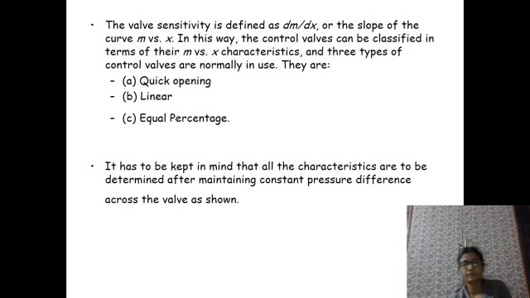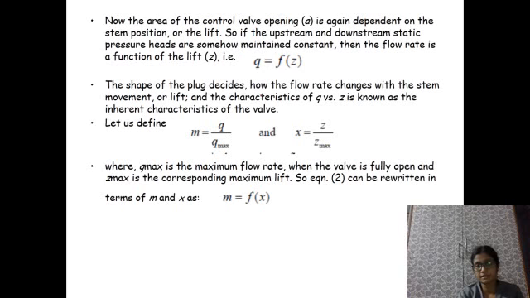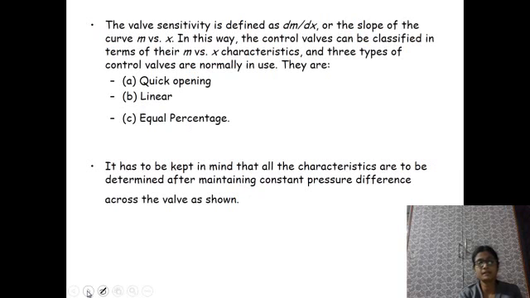It has to be kept in mind that all the characteristics are to be determined after maintaining constant pressure difference across the valve, because during this simplification we considered that the pressure head difference, the upstream and downstream static pressure heads, are somehow maintained at constant. So the relationship M as a function of X is derived with the consideration that the pressure head difference is maintained at a constant pressure.